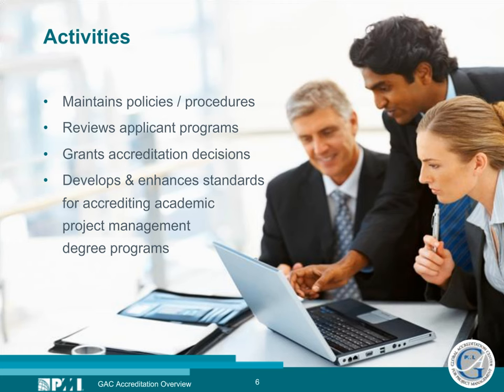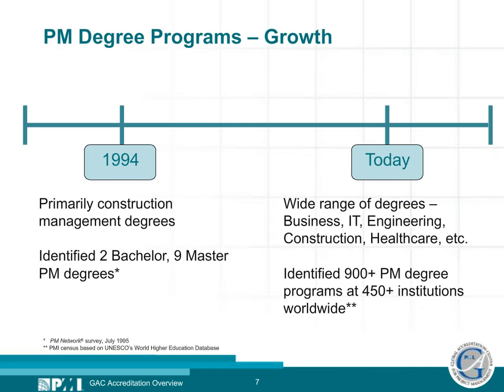To accomplish accreditation of academic degrees, GAC has a number of core activities it performs, from functioning as a policy-making body to developing and enhancing standards, to reviewing applicant programs, to granting GAC accreditation. It is also important to know that these standards were developed by a community of academics, practitioners, and representatives from government and industry. They are refreshed on a continuing cycle to ensure that the programs that are GAC accredited reflect the most current processes, concepts, and content within this dynamic profession.